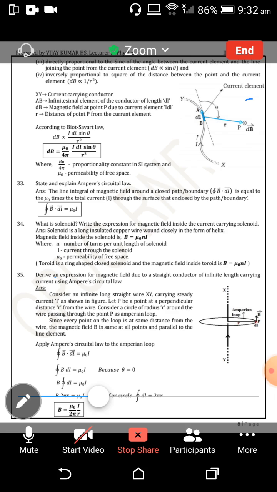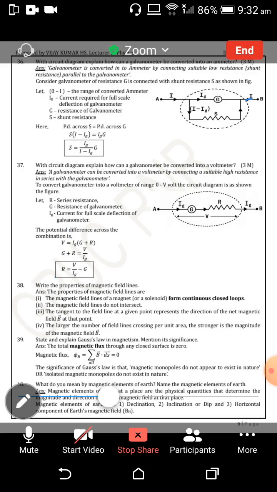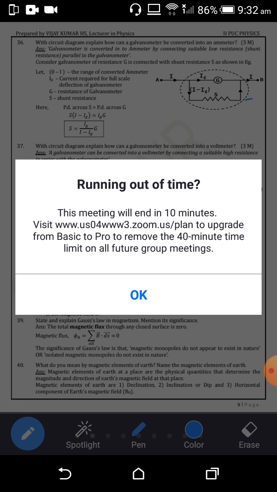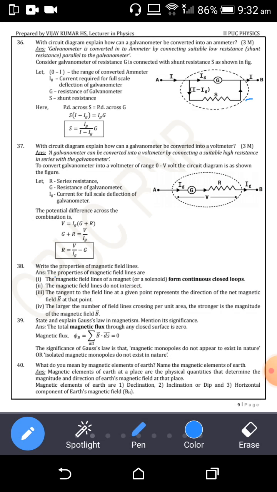Okay, fine. We will move to the next. So the next is converting G to V and G to A. Okay, so just a minute. I'll just see whether it is there in the syllabus. I'll check. Wait.